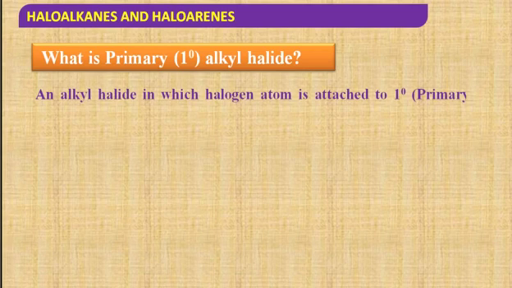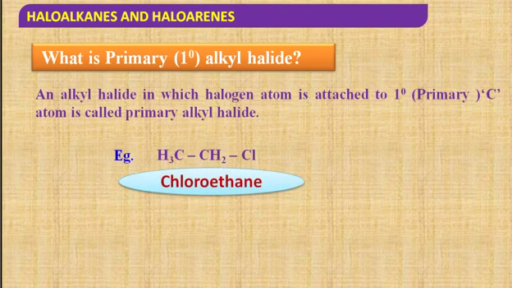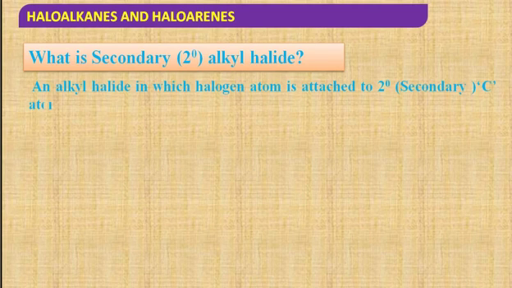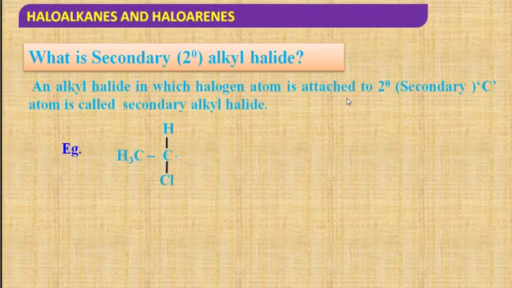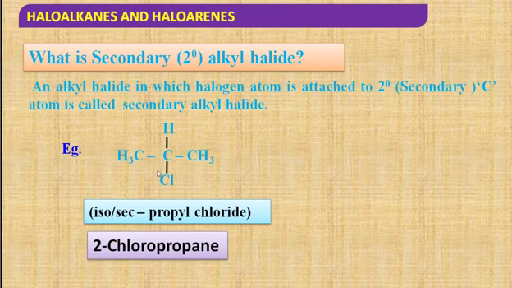A primary alkyl halide is an alkyl halide in which the halogen atom is attached to a primary carbon atom. For example, ethyl chloride or chloroethane. Now we'll see what a secondary alkyl halide is. An alkyl halide in which the halogen atom is attached to a secondary carbon atom. For example, isopropyl chloride or 2-chloropropane. So here chlorine is attached to a secondary carbon atom.